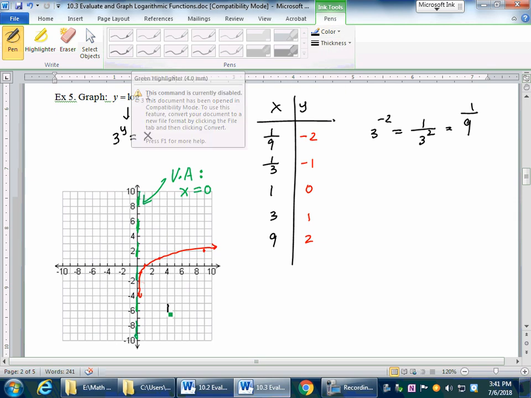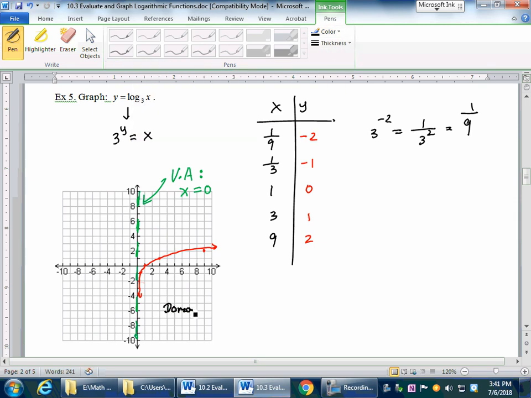So next is domain. You can see that the domain in this case is 0 to positive infinity, and the range, since you are talking about all the y values, can extend as far down and as far up, so negative infinity to positive infinity. So this is the parent graph of the log base 3 function.